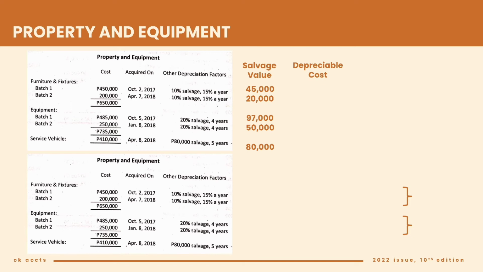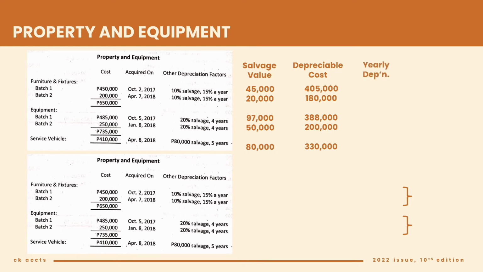Then we have to add the column for depreciable expense. So for us to get the depreciable expense, diba, we have to deduct the salvage value from our cost. So ito yung magiging kalalabasan. So for example, 450,000 minus 45,000, we have 405,000. And 200,000 minus 20,000 is 180,000. And so on. Okay? So, ganun lang siya. Cost minus salvage value is the depreciable cost.